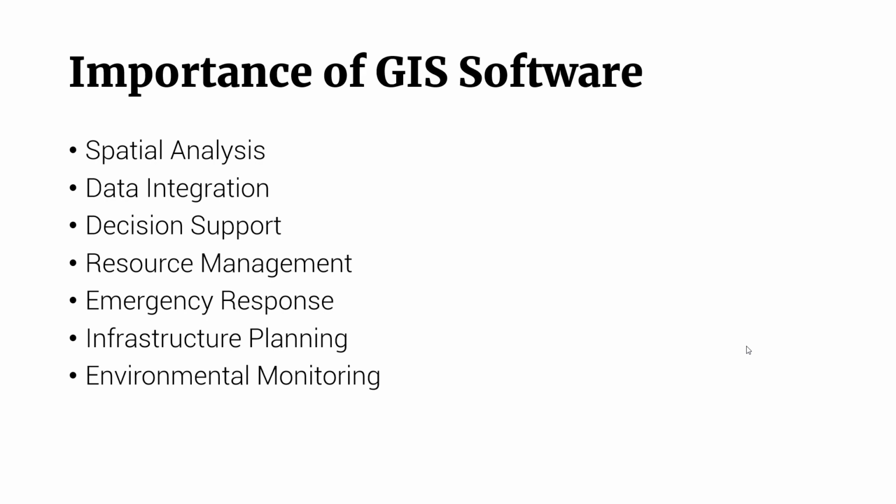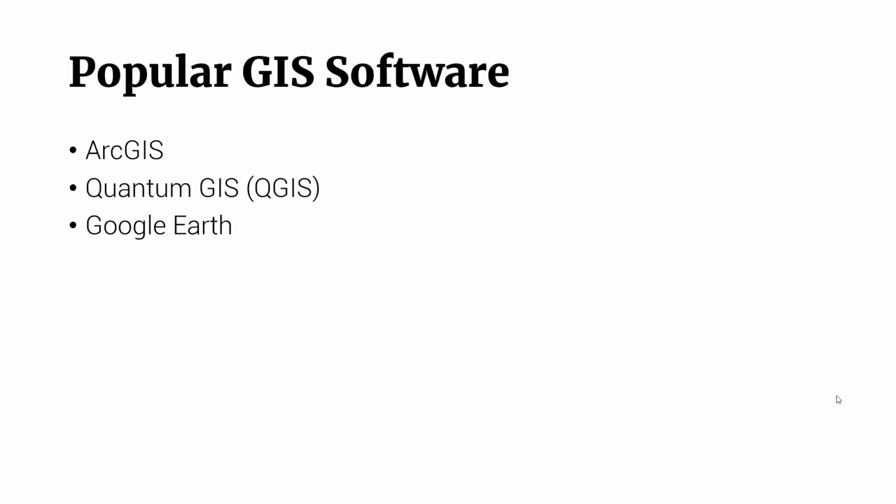Environmental monitoring, I think is the same as resource management, no? GIS tools are essential for monitoring environmental changes such as deforestation, climate patterns, and habitat loss. This data is used in conservation efforts and sustainable development. So those are the importance of GIS software. Again, spatial analysis, data integration, decision support, resource management, emergency response, infrastructure planning, and environmental planning. Okay. So here are some of the most popular GIS software. ArcGIS, QuantumGIS, and Google Earth.